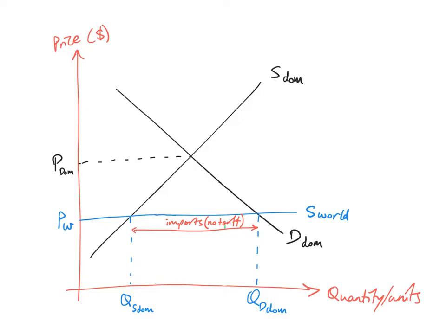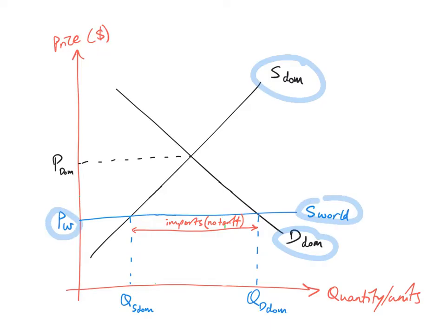So if production was left domestically, it would be produced at this domestic price, P dom, which is the intersection of the domestic demand, D dom, and the domestic supply, S dom. Now, because other countries or the outside world have a comparative advantage, the world price or the world supply curve is lower than the domestic equilibrium.